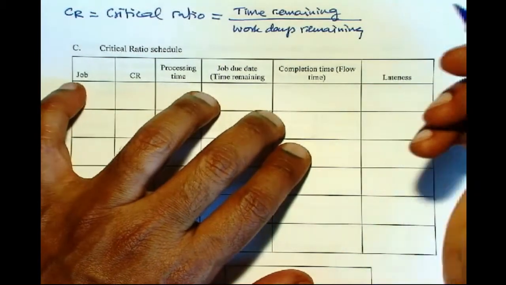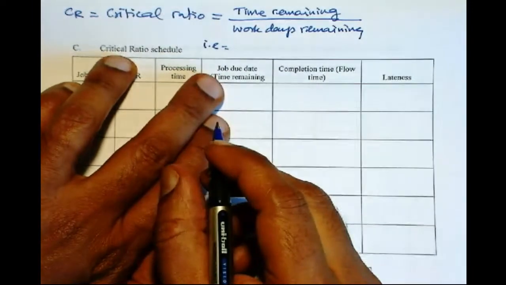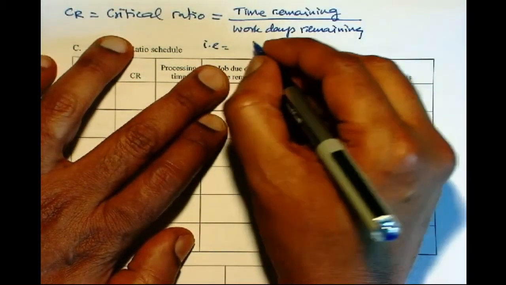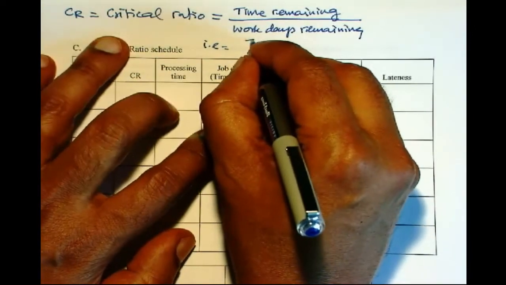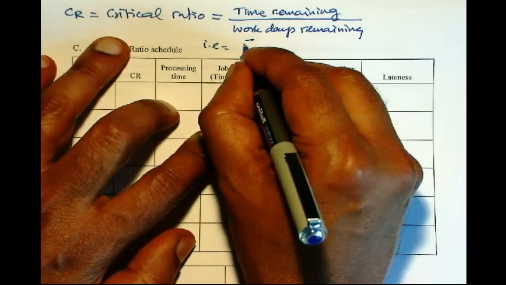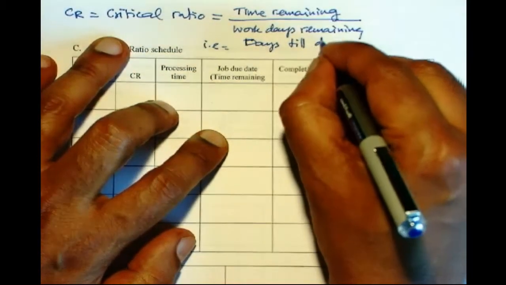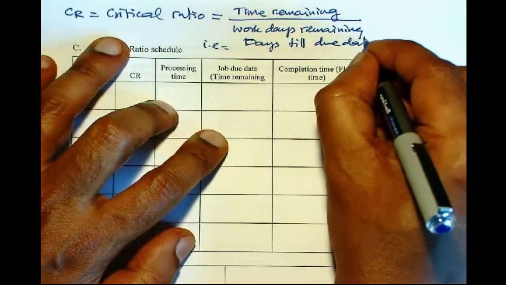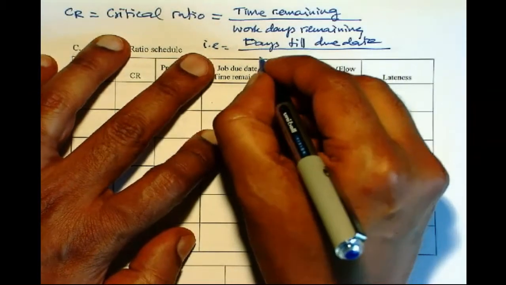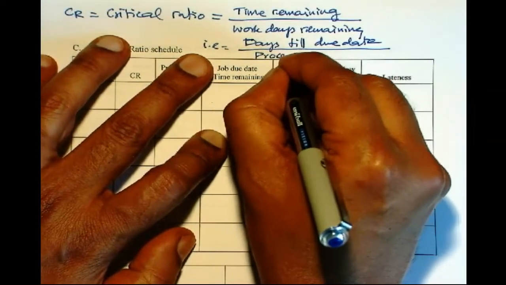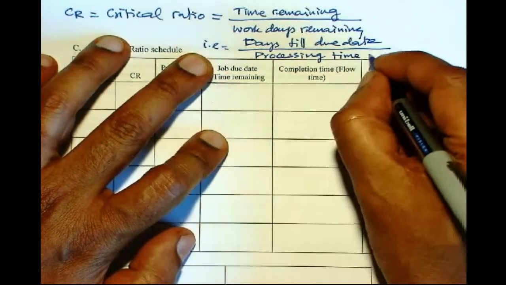So that is another way of looking at it: job due date, or days till due date. That is how much time there is till the due date, and then processing time remaining. How much processing time is yet to be completed.